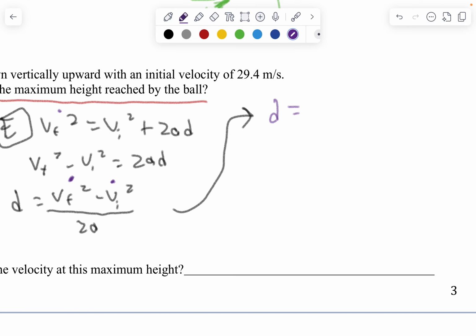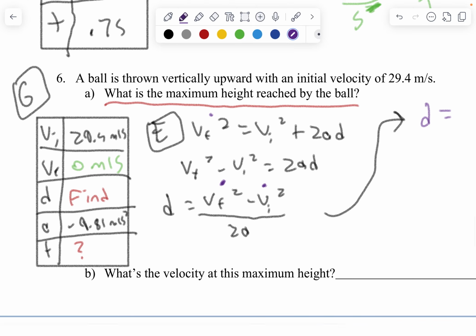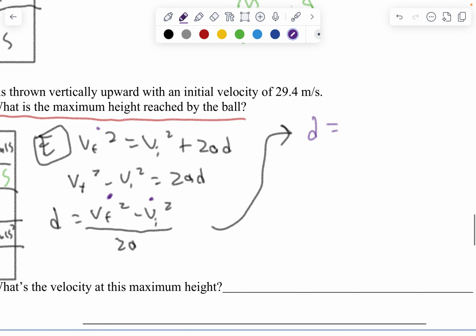Remember that we're calling up positive and down negative. So displacement equals, what's final velocity? Well, we have here that final velocity is 0 meters per second. And so it's 0 meters per second, but that's all going to be squared because our equation says final velocity squared.